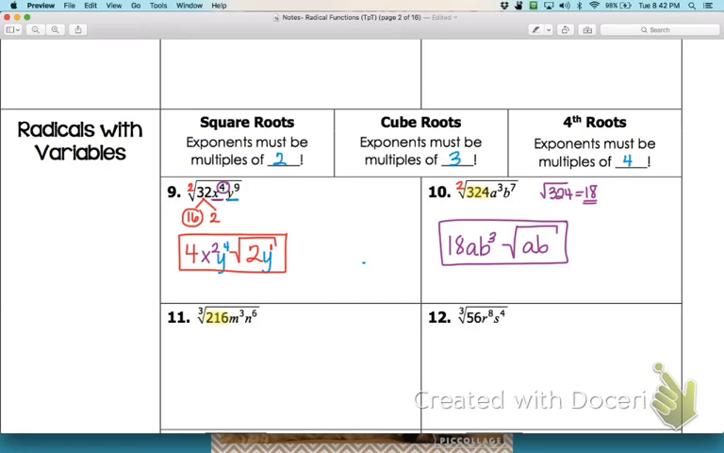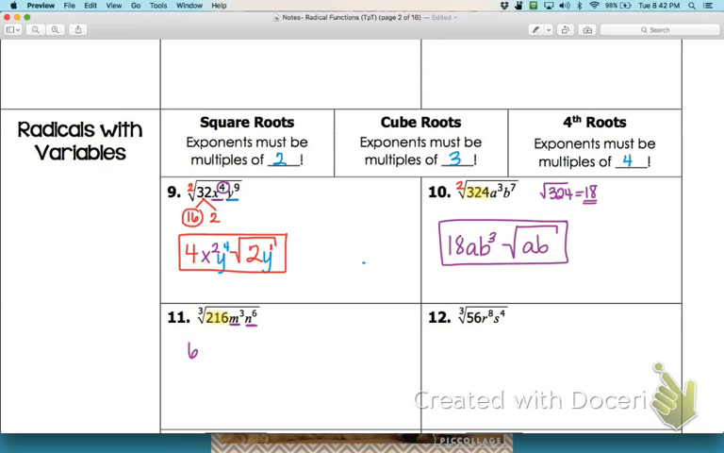And with perfect cubes, you see that I can do the cube root of 216. We get 6. The other thing I notice here is that the powers of m and n are both multiples of 3. That tells me that this radical is going to come out evenly. So the cube root of 216 is 6.